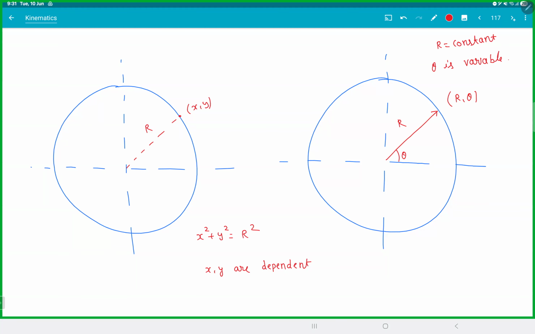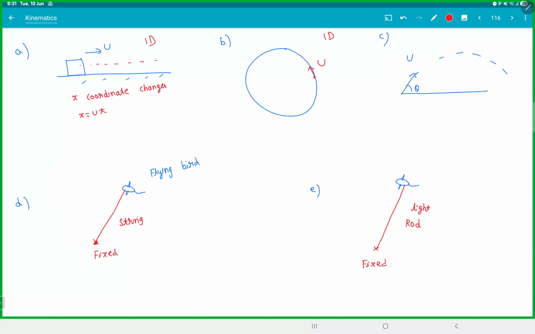Is that making sense, everyone? Circle is also 1D motion. So you can use polar coordinates. We can see only theta is variable.